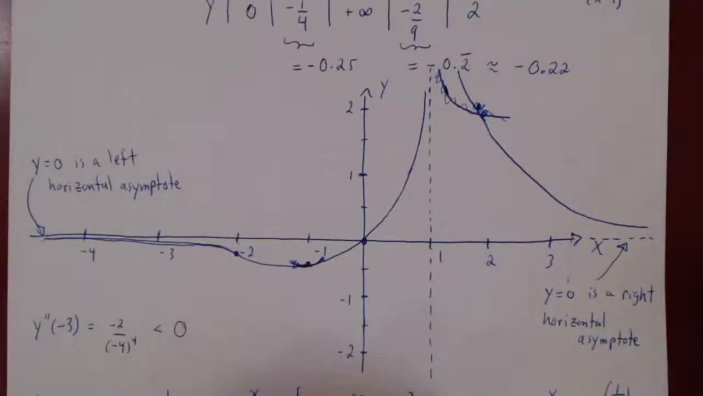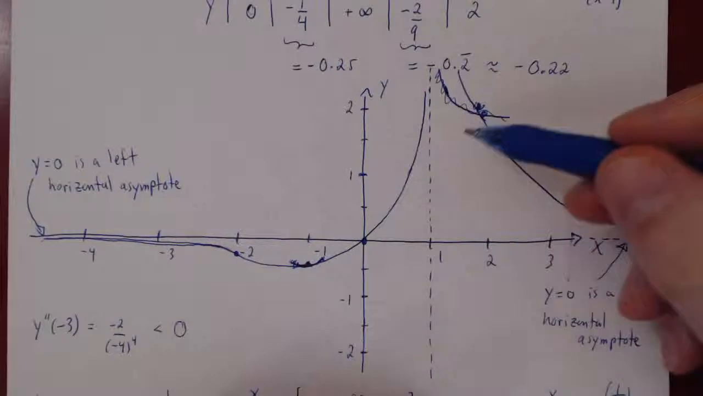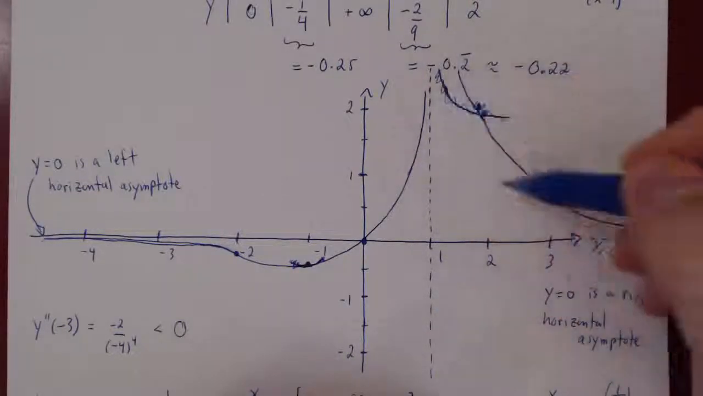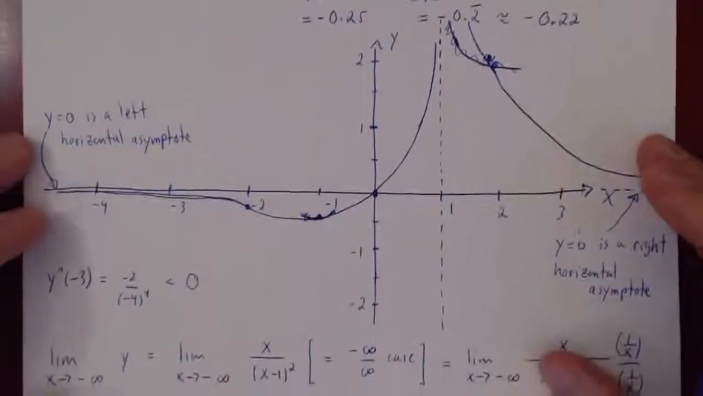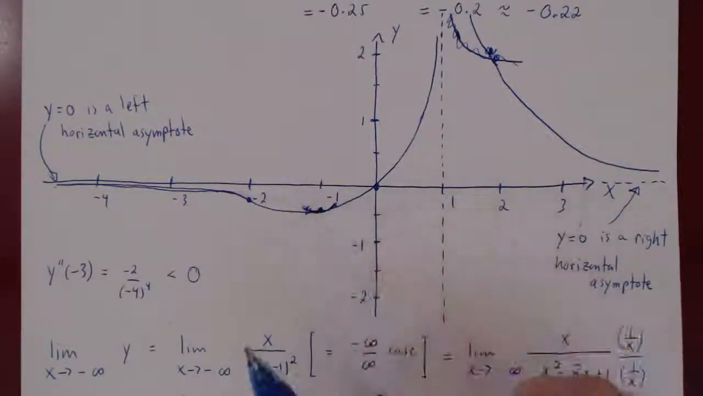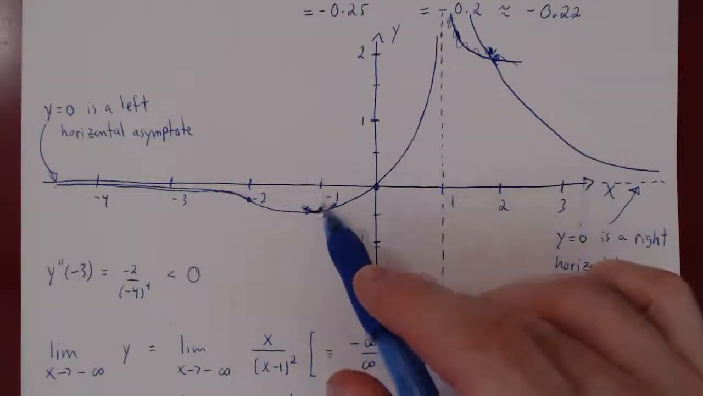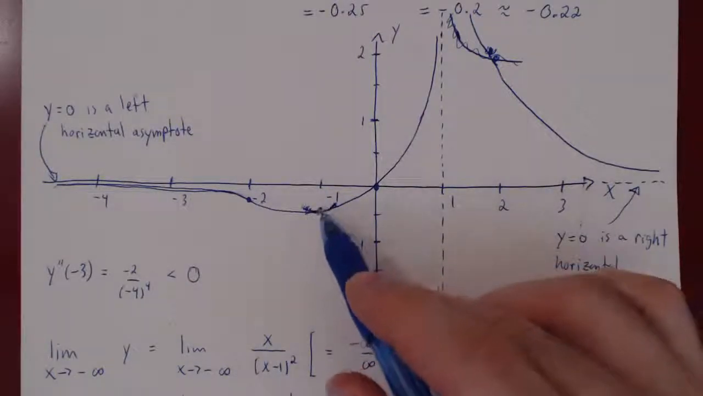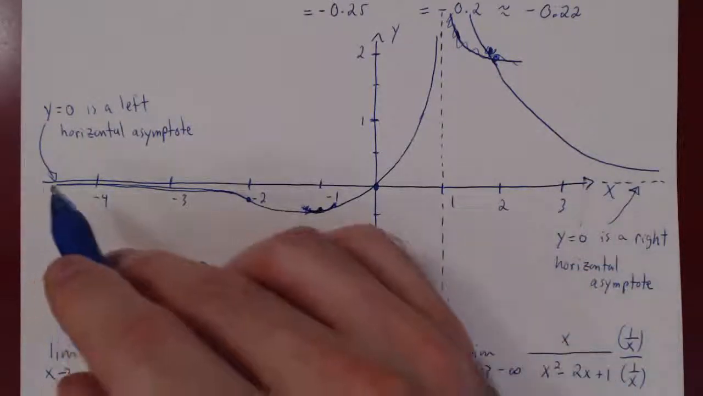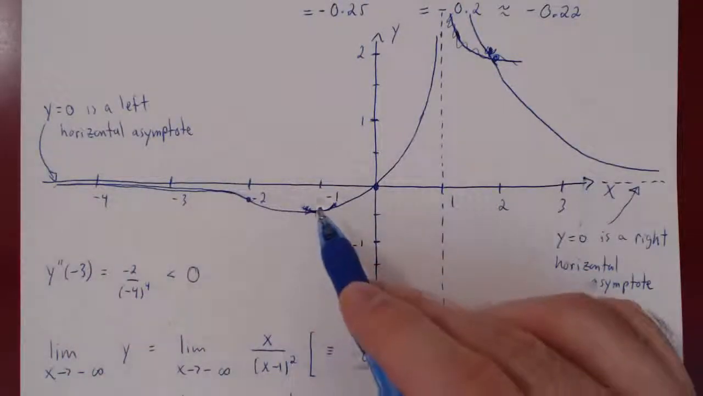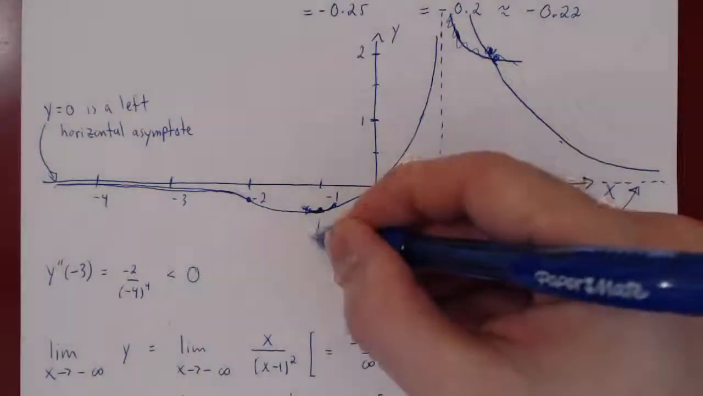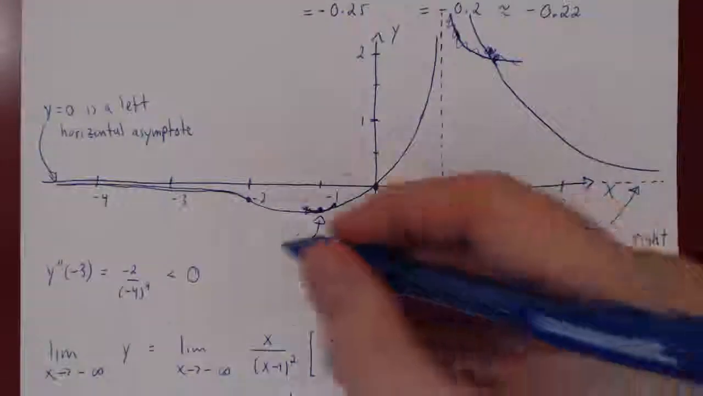What else do we have as a key feature of this graph? Well, clearly x equals 1 is a vertical asymptote. If you look at x equals -1, this was initially classified as a local minimum, but if you look, it also is a global minimum. Nowhere else will the function ever attain a value smaller than -1/4. So this is our global minimum.